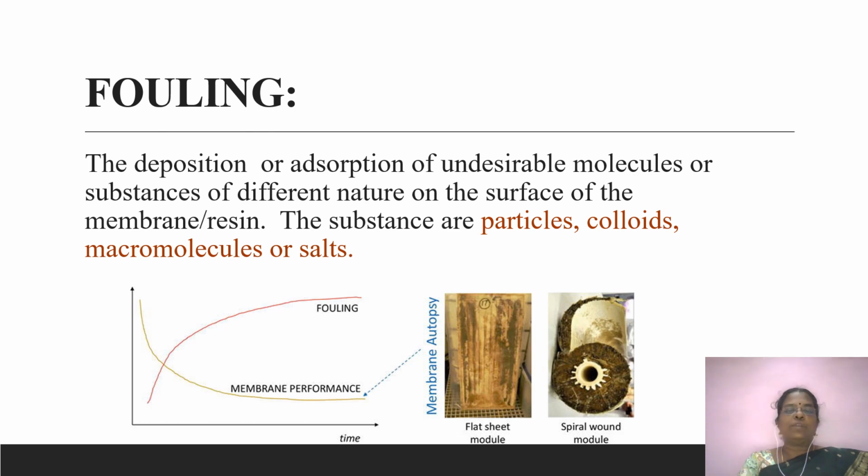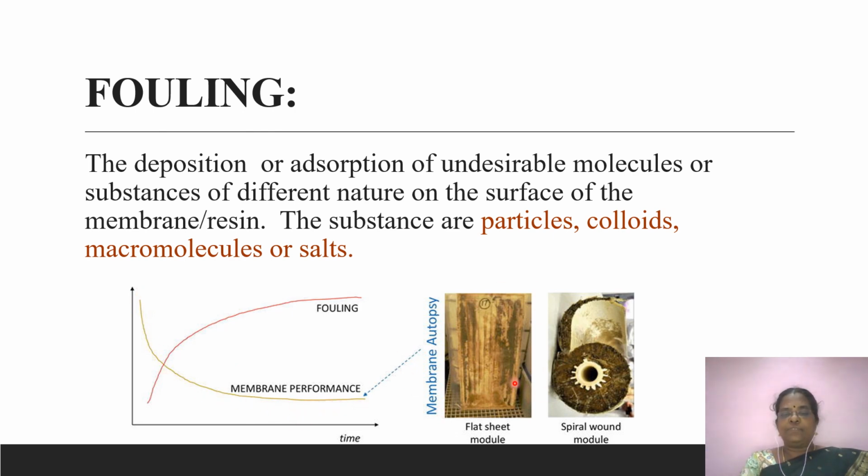First we'll define fouling. It is the deposition or adsorption of undesirable substances on the surface of the membrane or onto its pores, or on the surface of the resin. It reduces the performance of the membrane or the resin. Here you have the figure where you can see that as fouling increases with respect to time, membrane or resin performance decreases.